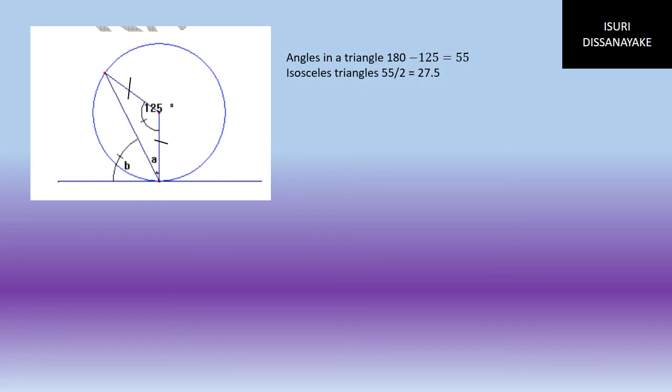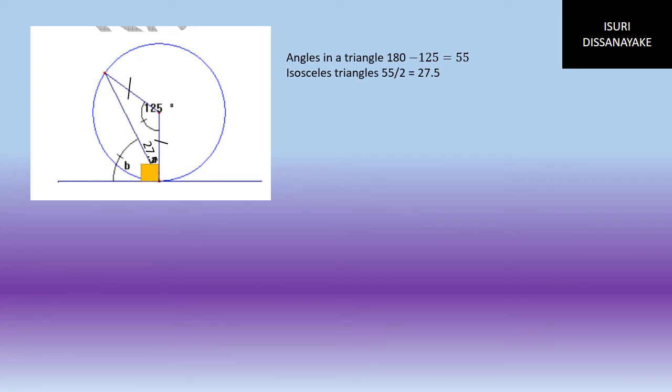Angles in a triangle add up to 180 degrees. From that, the angle given 125. When we subtract, we get 55. And let's divide it by 2. So each angle is 27.5.